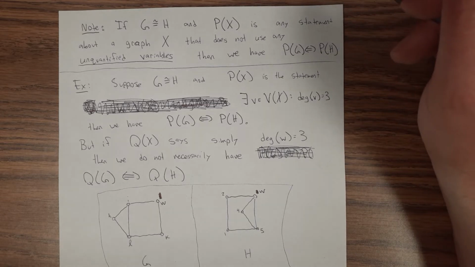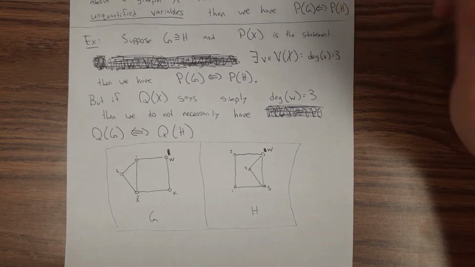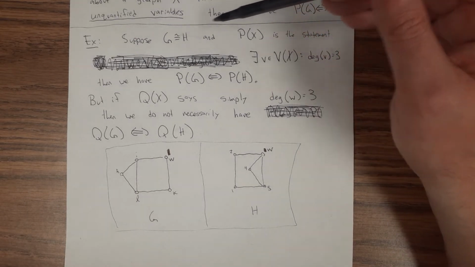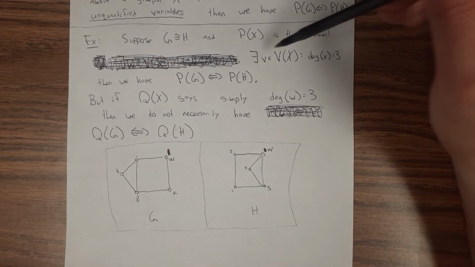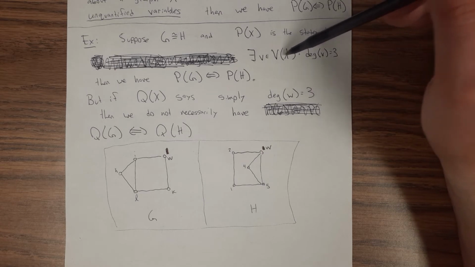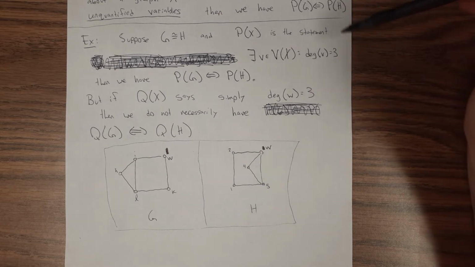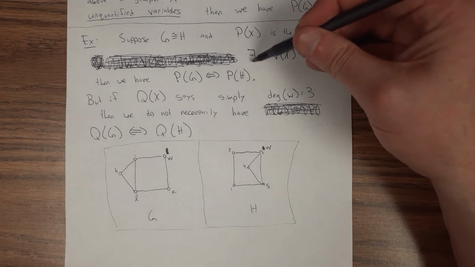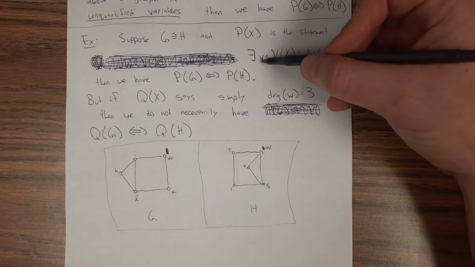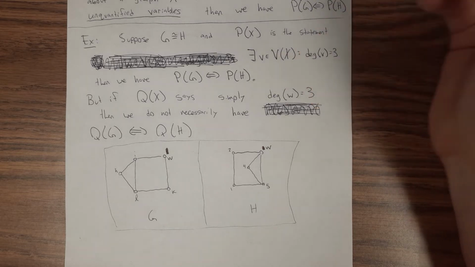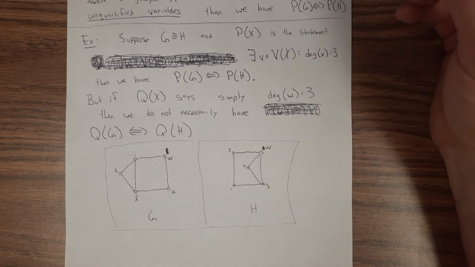Since it's a bit abstract, let me talk about an example here. So suppose we have two isomorphic graphs, and P of X is a statement like this. There exists a vertex V in the vertex set of X such that the degree of V is 3. This is a statement about a graph X, and it only uses quantified variables. The only variable I see here is V. We're using the letter V to represent a vertex, and it is quantified. It has a quantifier in front of it.